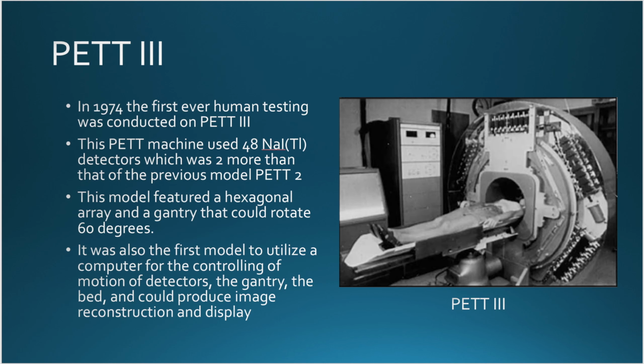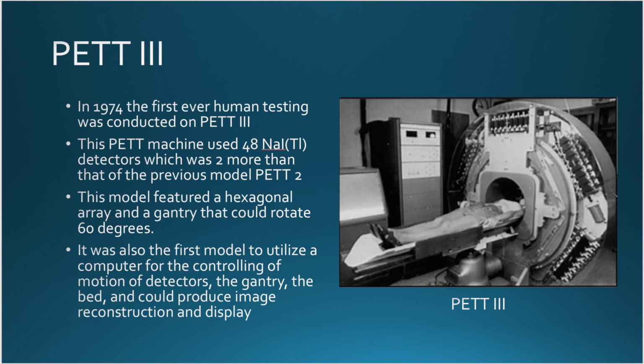As we keep going through the history, we find PET-3. PET-3 was developed in 1974 and had the first ever human testing conducted on it. The PET-3 machine used 48 of the NaI-Tl detector crystals, which was only two more than that of the previous model, PET-2. This model featured a hexagonal array and a gantry that could rotate up to 60 degrees, allowing for much better imaging to be taken already over that of the PET-2 and 2.5.